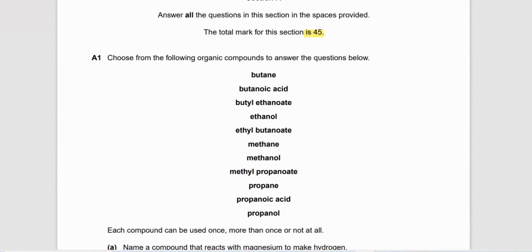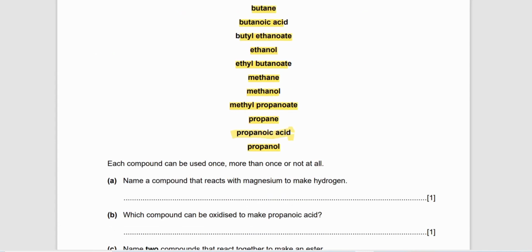Okay, so choose from the following organic compounds. We have been given organic compounds to answer the questions below: butane, butanoic acid, butyl ethanoate, ethanol, ethyl butanoate, methane, methanol, methyl propanoate, propane, propanoic acid, and propanol. So name the compound that reacts with magnesium to make hydrogen. So we know that any kind of carboxylic acid, meaning any kind of acid, can react with a metal to form a salt with hydrogen. So I am taking here butanoic acid.